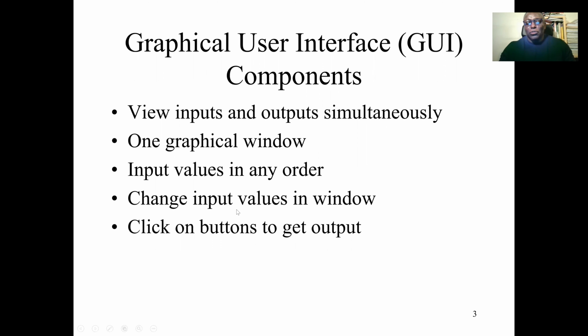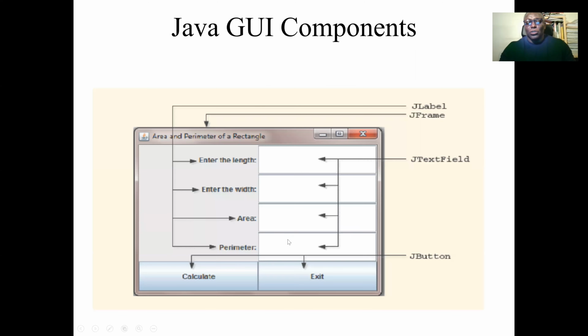Also, we can change the input values in the window. If I enter an input value in the text field, again, I can delete it and enter a new value. And we can click on buttons to get an output. In this example, that's what we're going to focus on more. So this is an example of a GUI application.